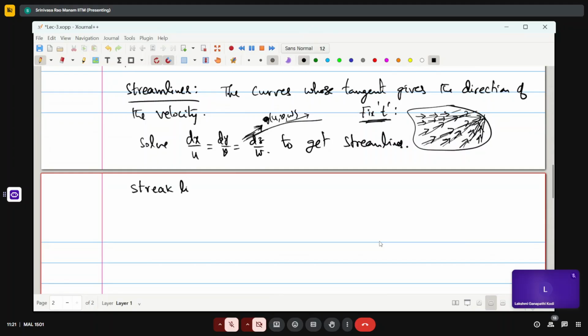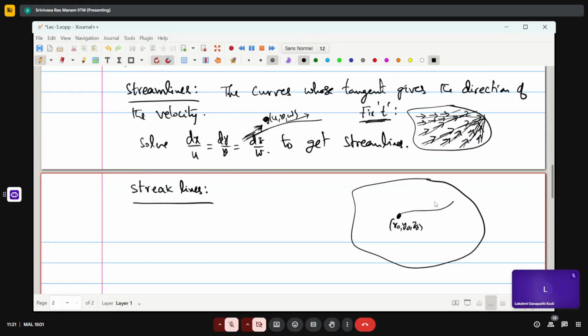Streaklines, sir. So you say these streaklines. Basically, what you do is you have to first understand. Okay, so you look at one point in the fluid. Let's say this is the point x naught, y naught, z naught. Through this point, fluid is moving. One particle comes out of it. Let us take a path like this.